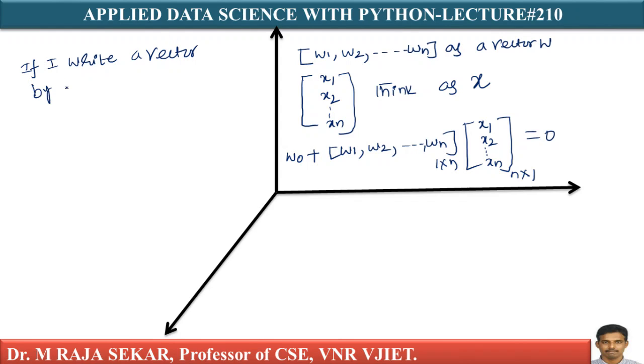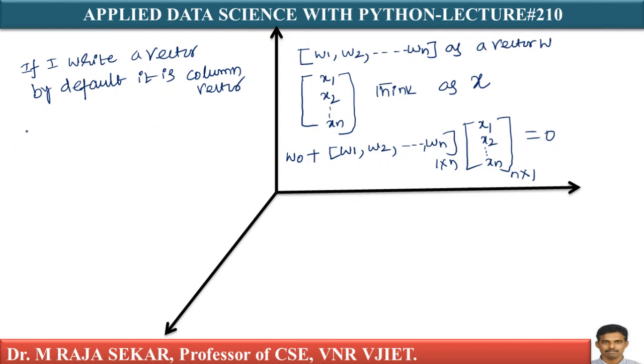by default, just recall, by default it is a row vector or column vector? By default it is a column vector. If I say I have a vector w which is of n dimensions, the default convention is, this is just for simplicity to avoid confusion between whether a given vector is a row vector or column vector. So the default notation is that I have n rows and 1 column.